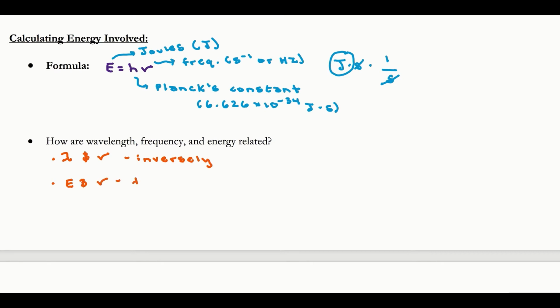So energy and frequency, when one goes up, the other goes up as well. We call that a direct relationship. They are directly related. Okay? Which begs the question, if energy and frequency are directly related, what is the relationship between energy and wavelength? Well, their relationship is going to be inversely related, since frequency and wavelength are inversely related. Okay, so let's do some actual math practice problems to see how to calculate energy.